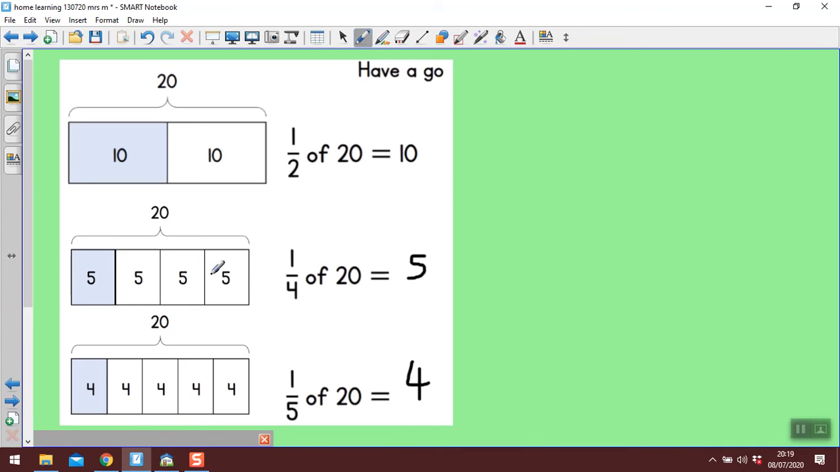If you're not confident with the numbers, then what you could do is share counters or circles or teddy bears into each section until you've got 20.